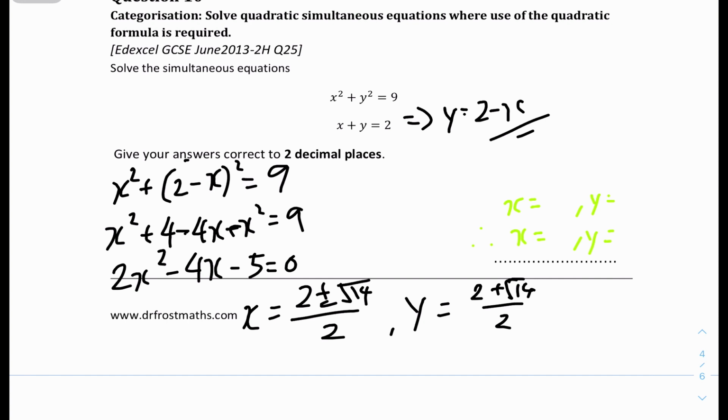So we have to find the value. 2 minus root 14 over 2 will be minus 0.87, and 2 plus root 14 over 2 will be 2.87. So x equals 2.87, and the other is minus 0.87. Basically, y takes the same values, 2.87 and minus 0.87. And these are the answers.